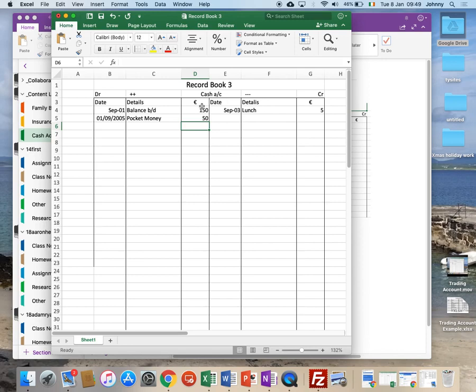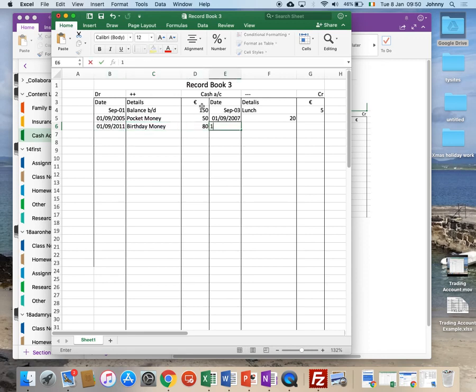Next one. So we have bought phone credit, €20. That's spending money. And September 7th. And it is €20. Next one. I received birthday money, €80. Okay, so €80, and we'll put birthday money, and the date is the 11th. Next, paid for cinema, €10, so that's on the 15th.